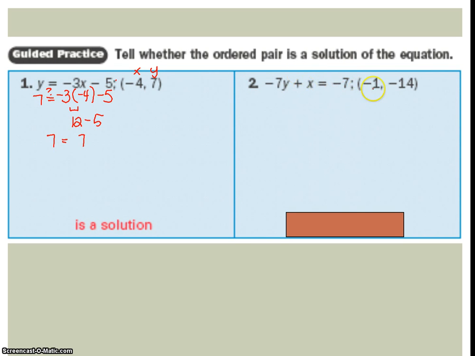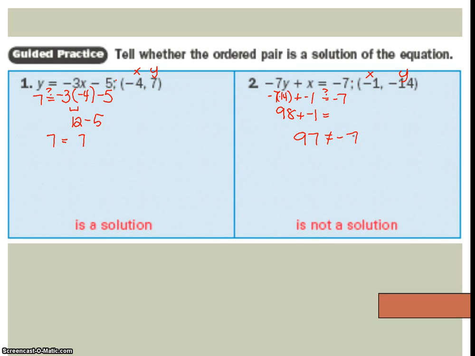Number 2, I don't need to change anything because here's my parentheses, so here's my x, here's my y. Plug in negative 1 plus negative 7 times negative 14. Does it equal negative 7? 14 times negative 7 is going to get you an answer of 98. Plus negative 1 is definitely going to be 97. It's not going to equal negative 7. It's not a solution.